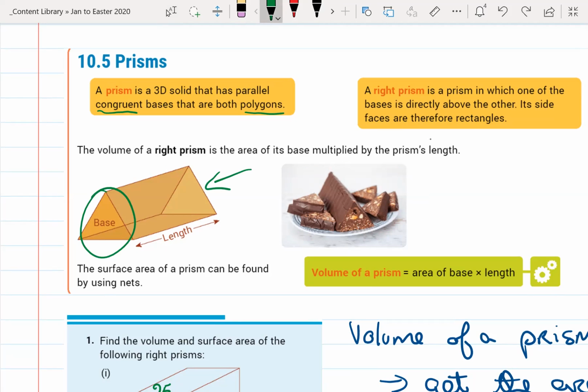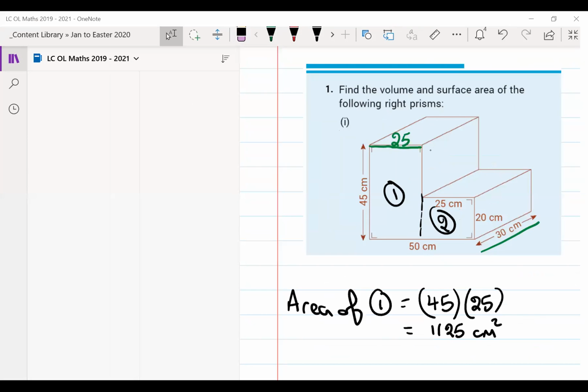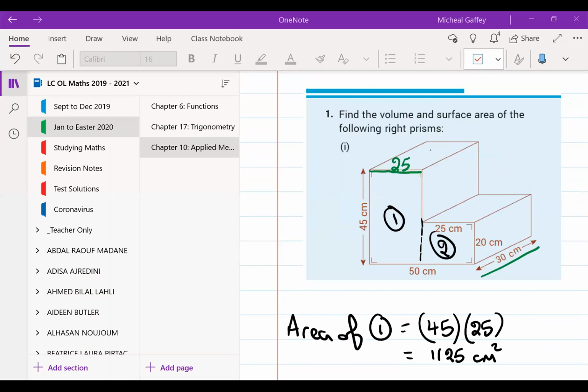Now a right prism is one in which one base is directly above the other, just like what we have there, the triangular prism. That's a right prism. Its side faces are therefore rectangles. And another example is question 1 in your books. Now, what page is that? Let me just have a look. In your books, this is page 277.